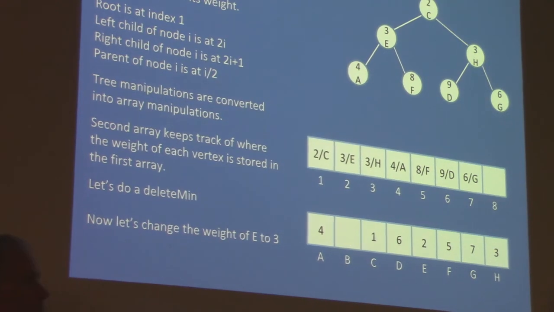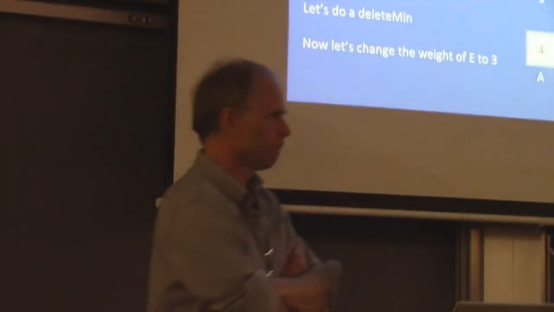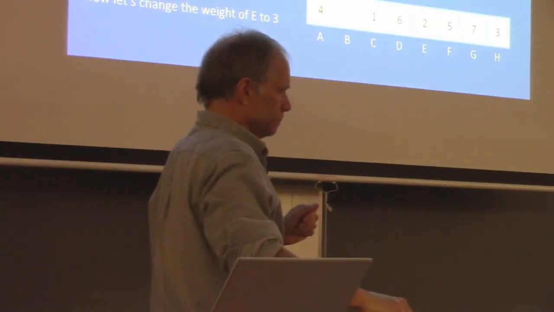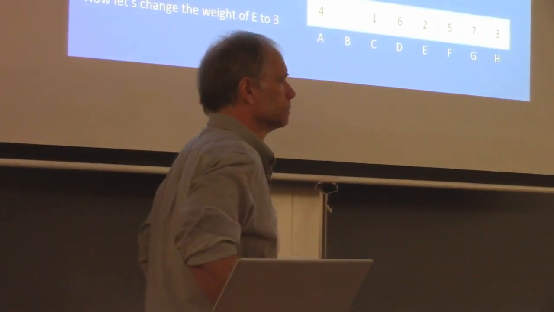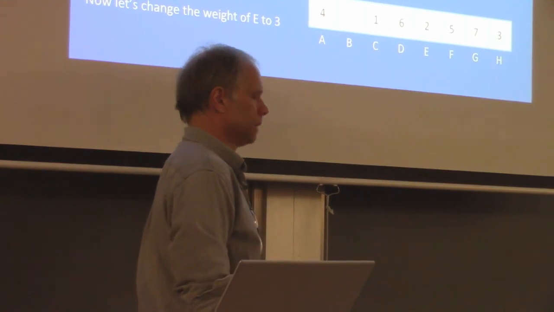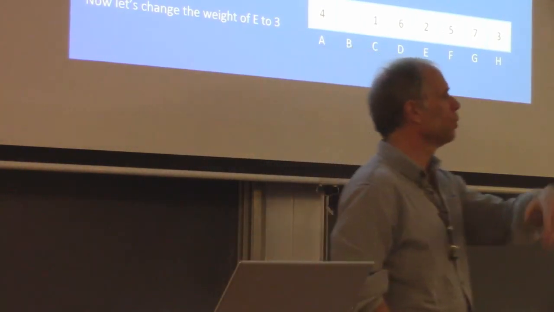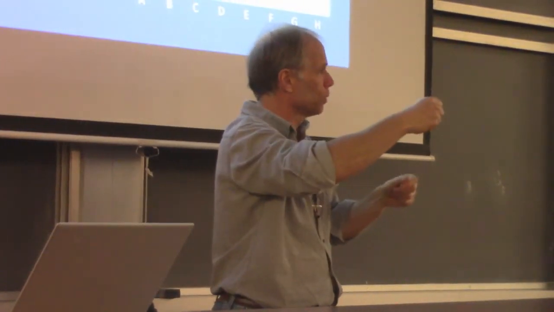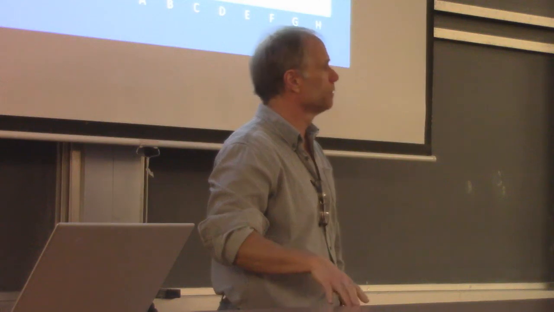Would you have to check the children too, though? Because if you swapped it, or if you changed E, say this is what we had, you changed E to 6. So if the new weight is smaller than the old weight, you've got to push it toward the root. So you check that first. If it's larger than the old weight, push it toward the leaves.